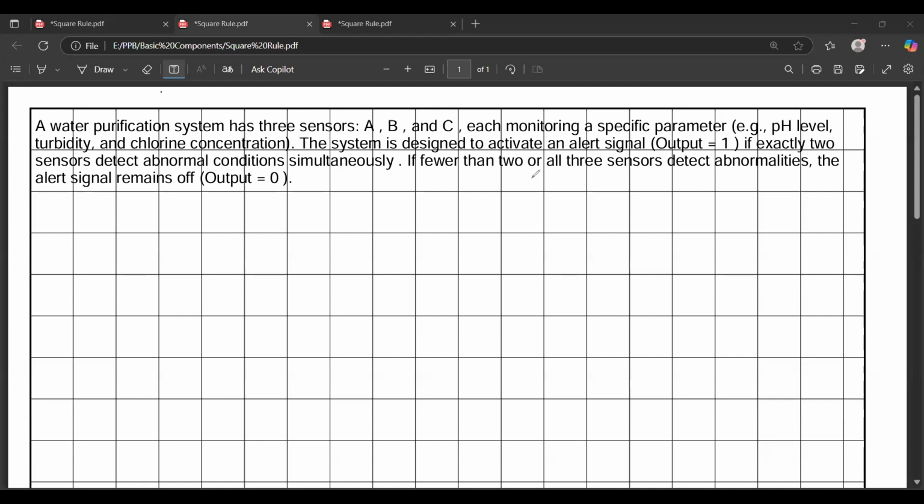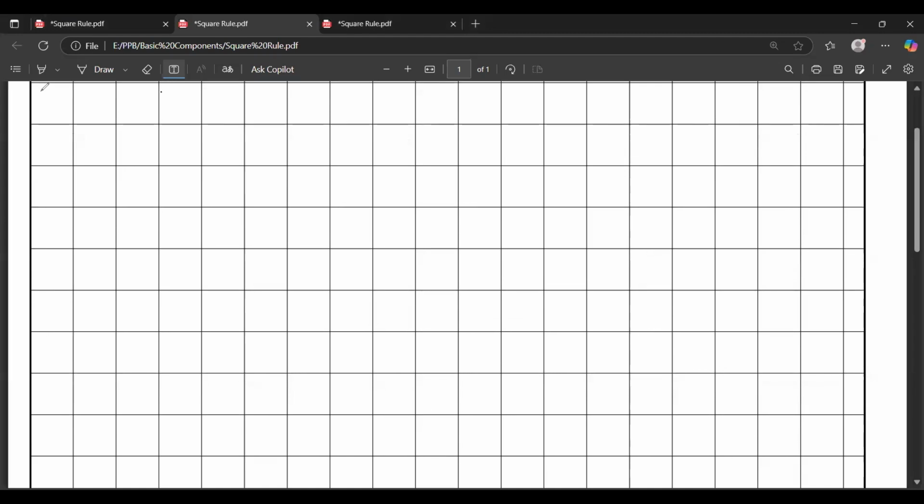If fewer than two or all three sensors detect abnormalities, the alert signal remains off. Okay, so that's what we are going to do. So let's first of all draw the truth table. I'll meet you after drawing the truth table.